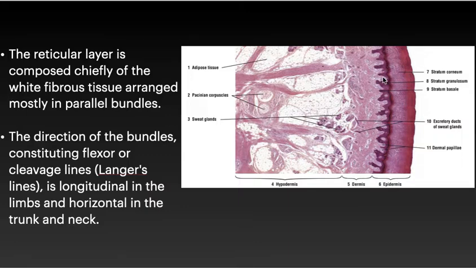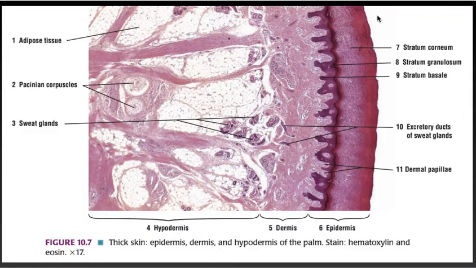The reticular layer is chiefly composed of white fibrous tissue arranged mostly in parallel bundles. The direction of the bundles constituting the flexure or cleavage lines, or Langer's lines, is longitudinal in the limbs and horizontal in the trunk and the neck. Here, so you can see the dermal papillae over here.